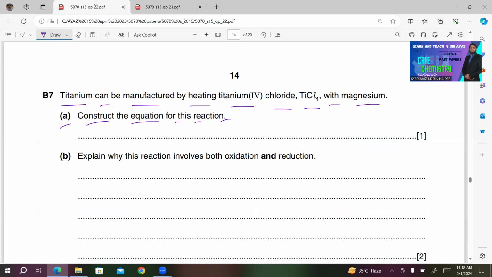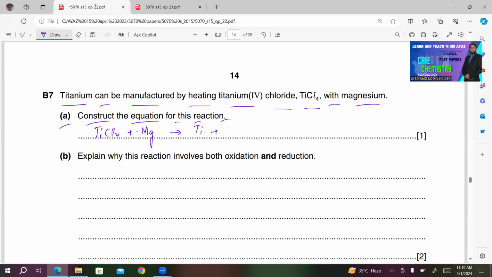So we have TiCl4, one of the reactants. Another reactant is magnesium, so I will write Mg here. Magnesium is more reactive than titanium. This equation suggests that magnesium is more reactive than titanium. So we'll get magnesium chloride and titanium. Formula for titanium must be Ti.